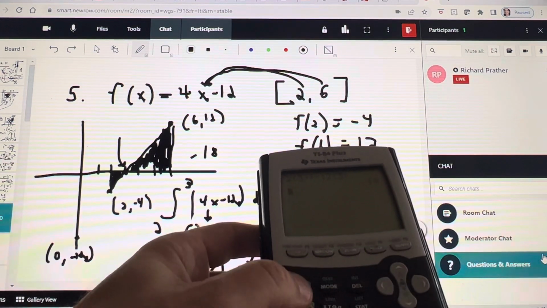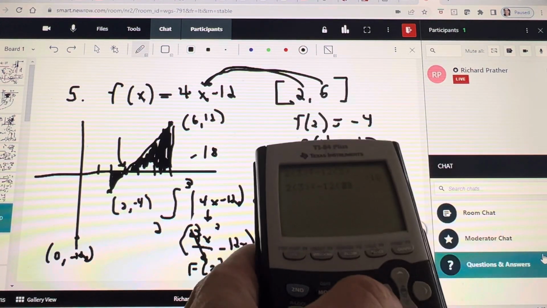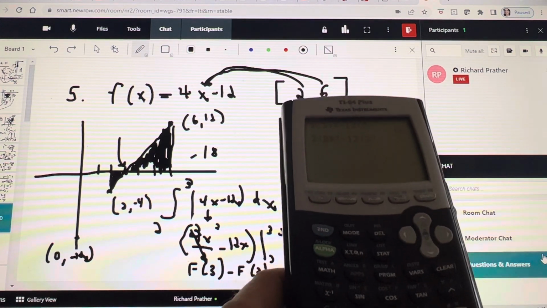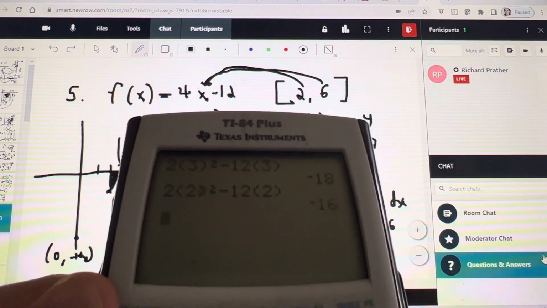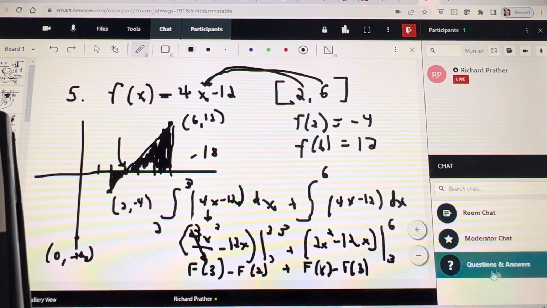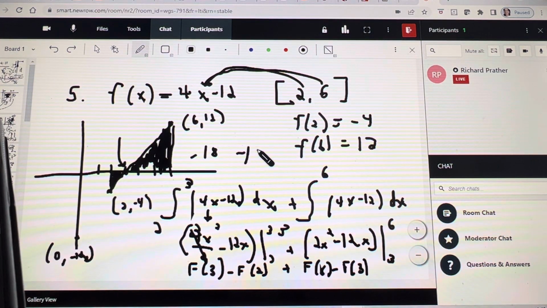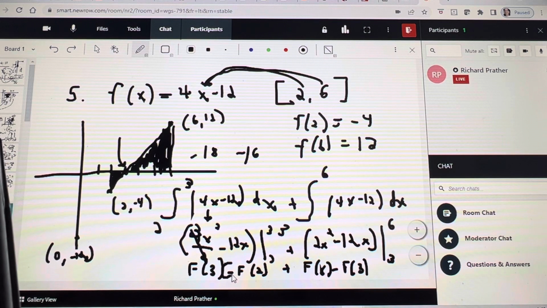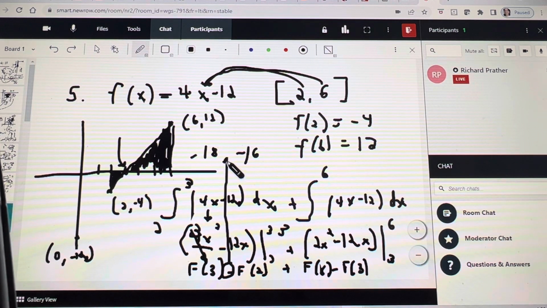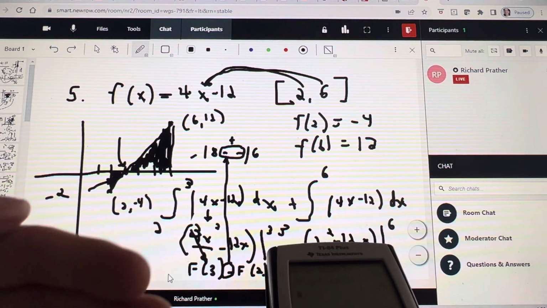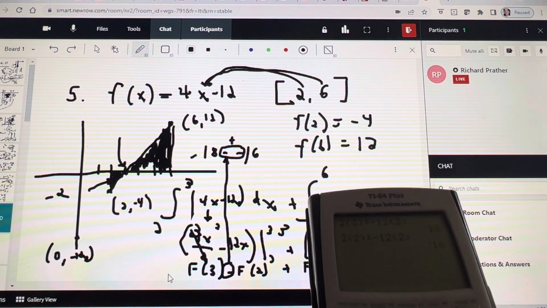So then if I hit second enter and just change the 3's to 2's, this will be big F of 2, negative 16. But there's always a minus right here. So this is a double negative, that'll turn into plus, negative 18 plus 16, negative 2. This little triangle has a negative 2 area. Negative 2 only because it's upside down, not that in geometry it would have a negative 2.